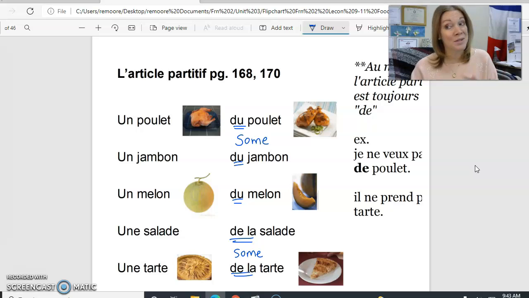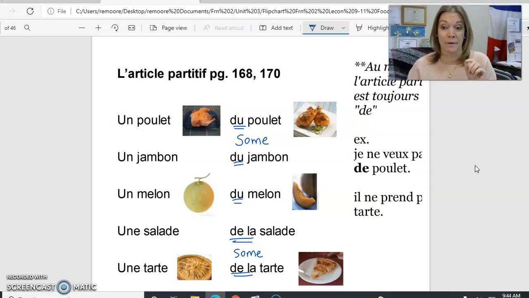So if the item you're talking about, in this case food, if it's a masculine food item like le poulet, le jambon, le melon, to ask for some, you're going to say je voudrais du poulet. Je prends du jambon. Je mange du melon. Oui, some. But if it's a feminine food item like salade or la tarte, je voudrais de la salade. Je mangeais de la tarte.